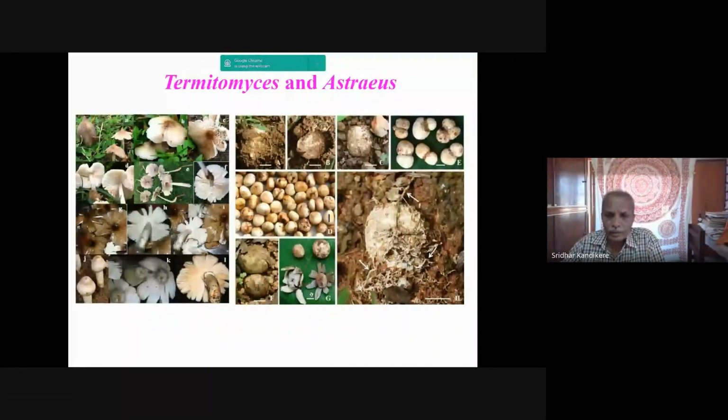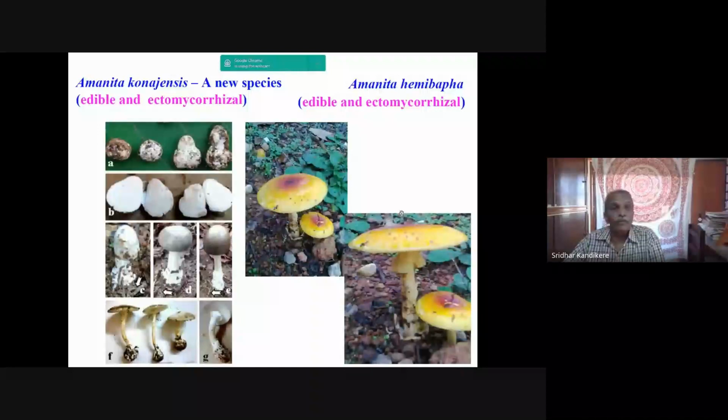And this looks like a baby potato once you clean it up. This is one of the delicacies in Mangalore and other areas, and even in the Western Ghats people are eating this mushroom. And it is ectomycorrhizal, therefore preservation of such plant material is also very important.